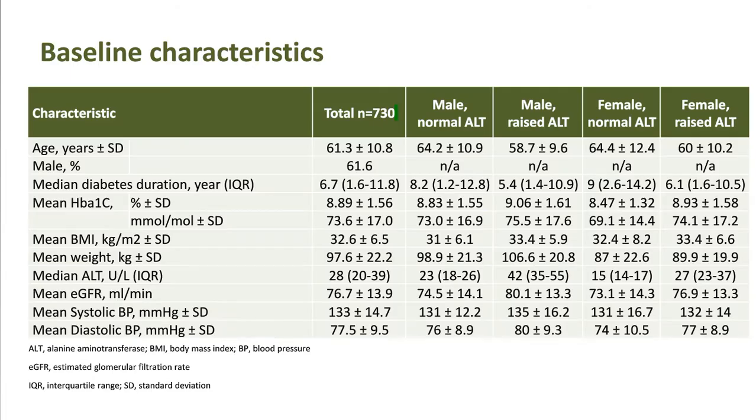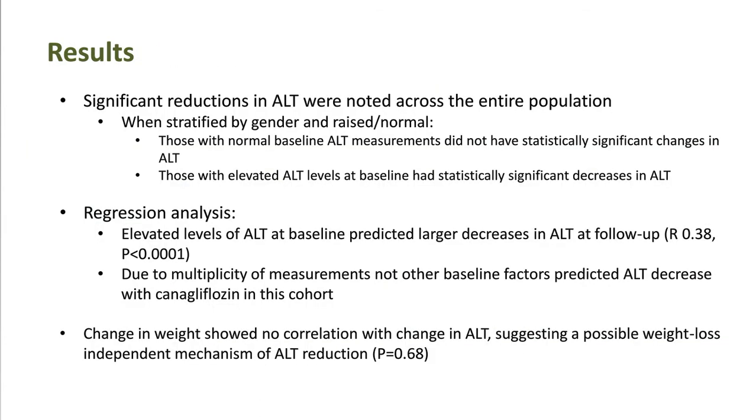The baseline characteristics of our cohort are demonstrated here and are relatively consistent with a general diabetes population. Apart from differences in ALT between groups, the rest of the parameters are fairly similar across the 4 different stratified gender groups.